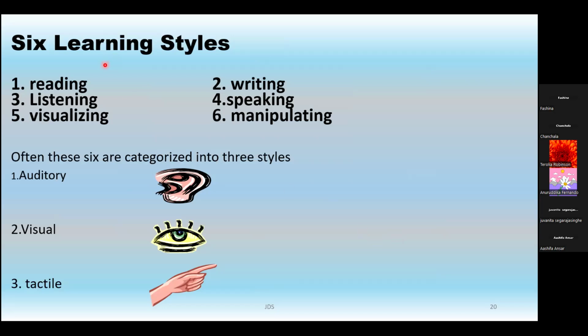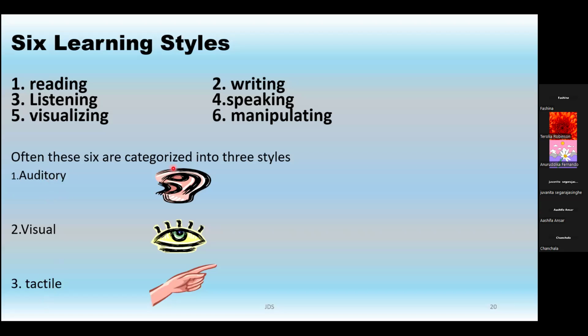Basically, there are 6 learning styles which are listed over here. People learn through reading, writing, listening, speaking, visualizing things, imagination, and manipulating, basically doing something, hands-on activities. So there are 6 predominant learning styles which get classified under 3 important ones.